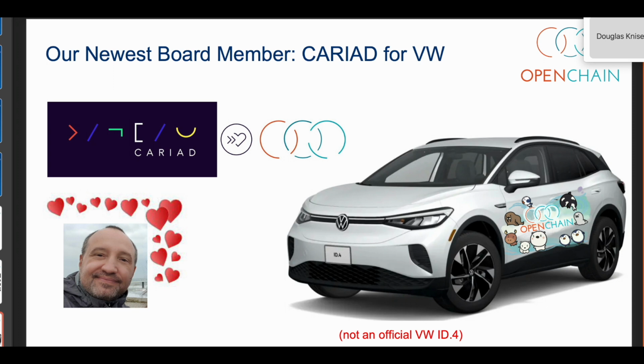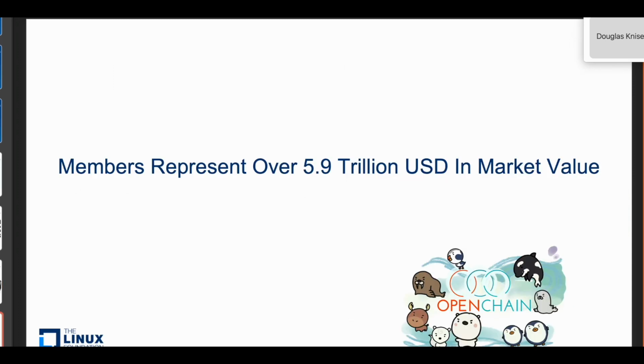The most recent company to join our board is Volkswagen, with Cariad, their software arm. This type of company is at the forefront of managing thousands of moving parts in terms of corporate suppliers. And they are the type of company that can really talk about the complexity of SBOM management. Now, our members represent almost $6 trillion in market value, so they have some weight.